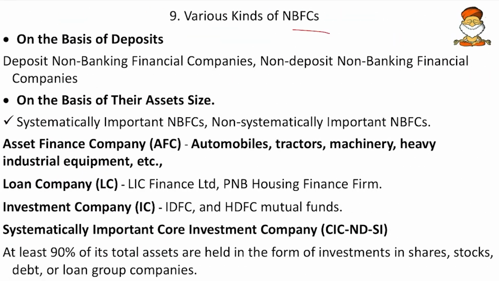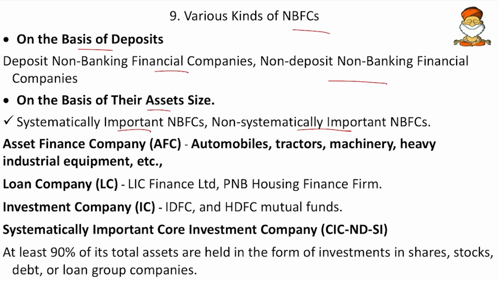Then come to the next, the various kinds of NBFCs. Here we have various classifications. First is on the basis of deposits, that is, deposit-taking NBFCs and non-deposit-taking NBFCs. And then on the basis of their asset size, those which have more assets and more paid-up capital are considered systemically important NBFCs. That means they are powerful and will not become insolvent so easily. Then non-systemically important, those which can go towards insolvency.